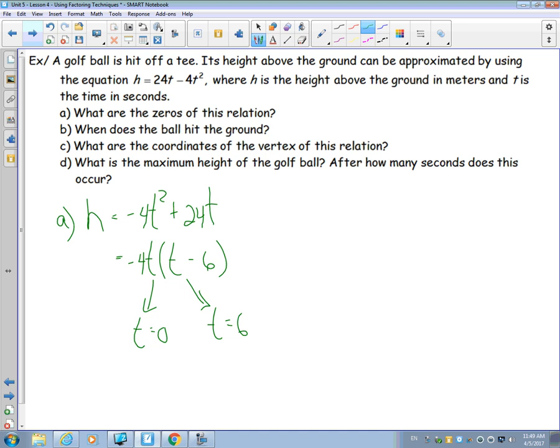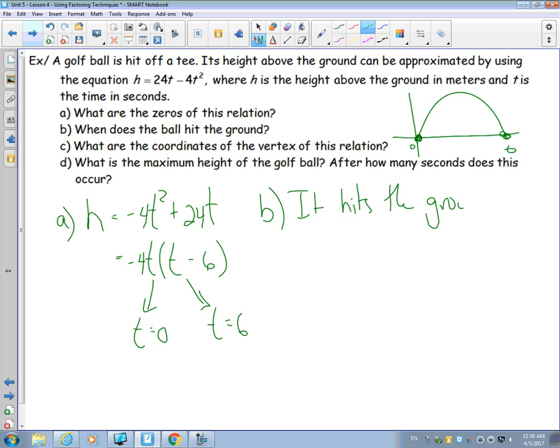So for part B, when does it hit the ground? Well, now that I have my zeros information, I can actually draw the picture out, right? Starts at 0, ends at 0, and that's 6 seconds later. So for part B, it hits the ground after 6 seconds. That was quick.